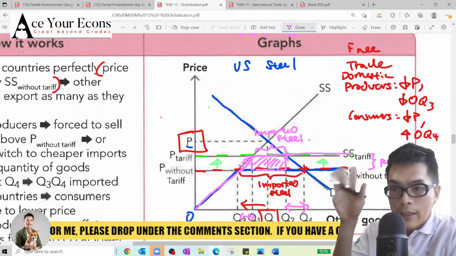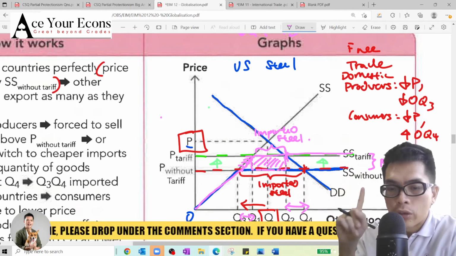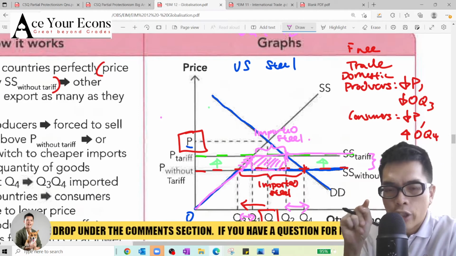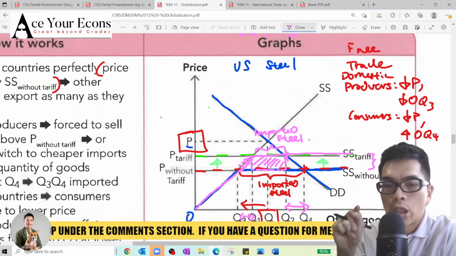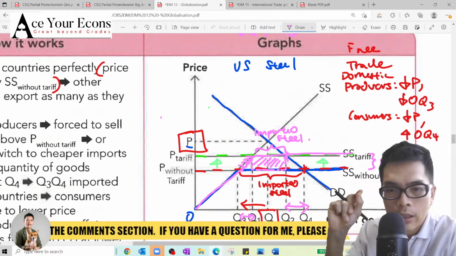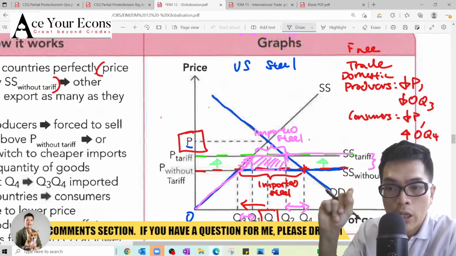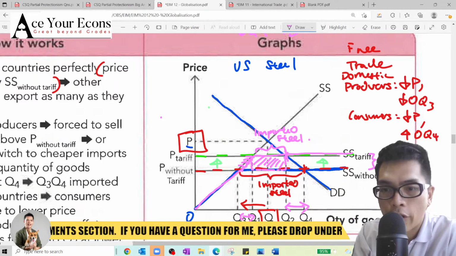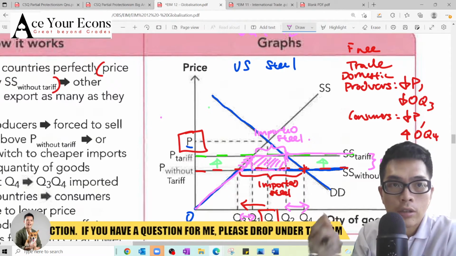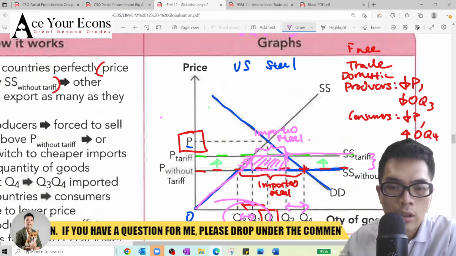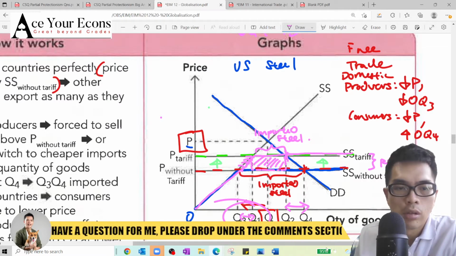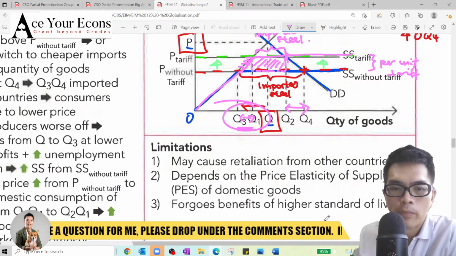So the whole idea behind this is to focus on Q3 to Q1, especially how producers are going to be protected between Q3 to Q1, with a guaranteed higher price that they can produce at because of the distortionary effect of the import tariff. Is everyone clear? So this is the whole essence of your import tariff.